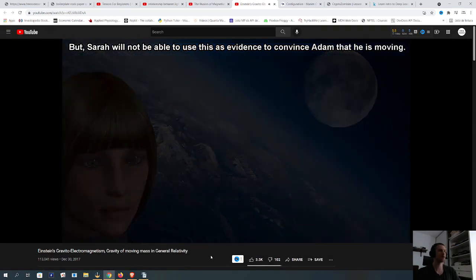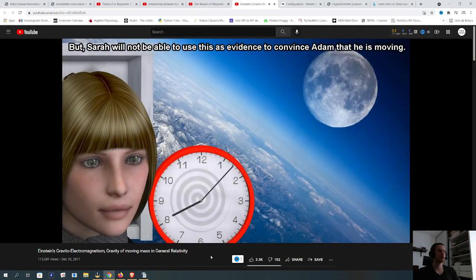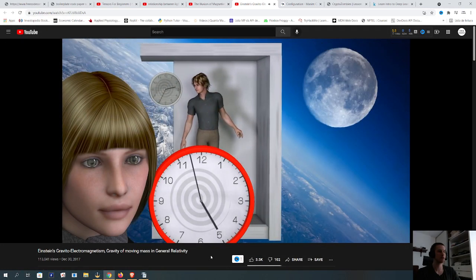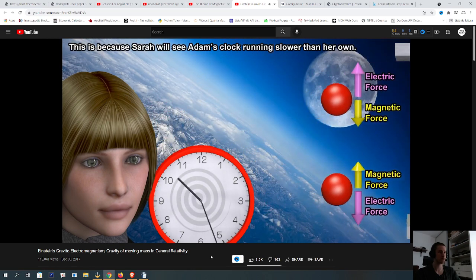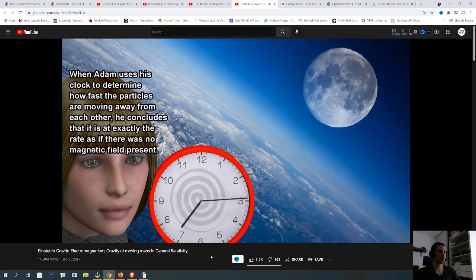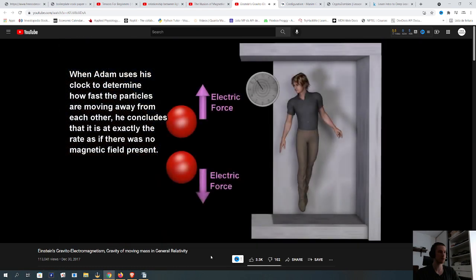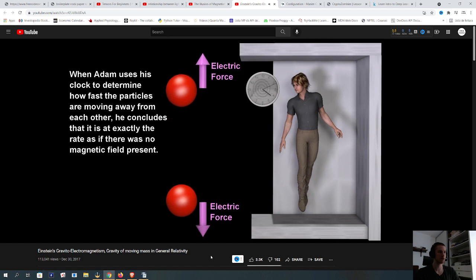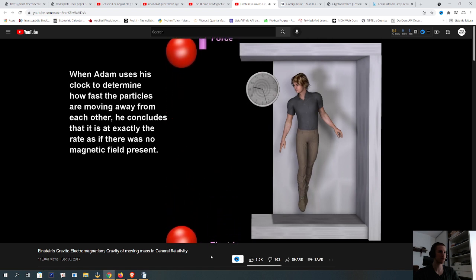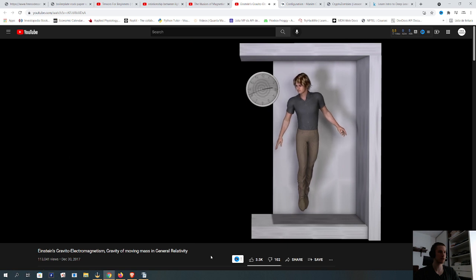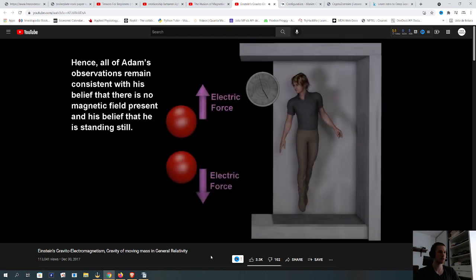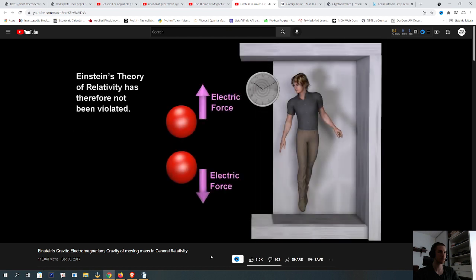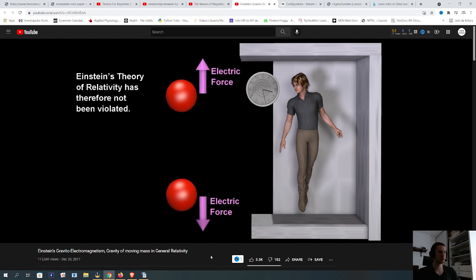But Sarah will not be able to use this as evidence to convince Adam that he's moving. This is because Sarah will see Adam's clock running slower than her own. When Adam uses his clock to determine how fast the particles are moving away from each other, he concludes that it's at exactly the rate as if there was no magnetic field present. Hence, all of Adam's observations remain consistent with his belief that there is no magnetic field present and his belief that he is standing still. Einstein's theory of relativity has therefore not been violated.